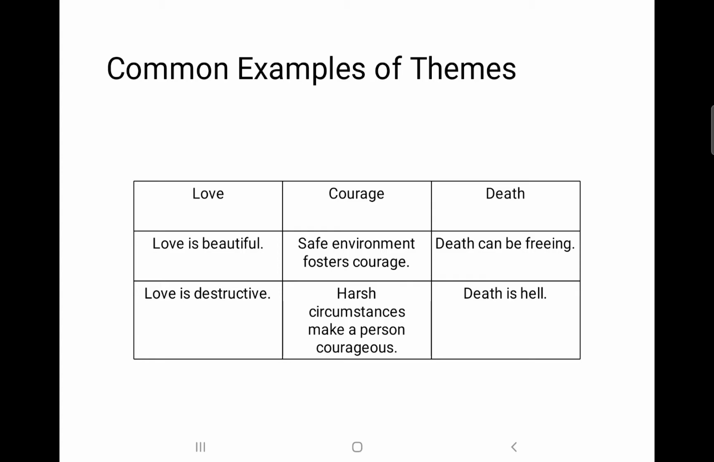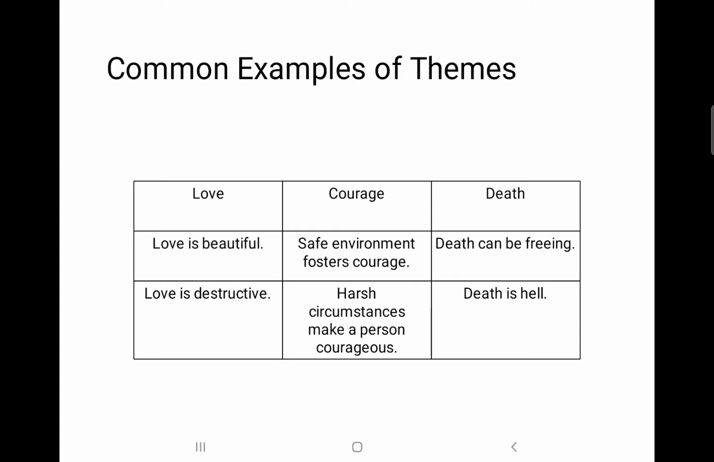Similarly, courage, for example, a general theme, could be described in one novel as safe environment fosters courage. The one that creates the courageous person is actually the safe environment. However, it is also possible that within that same novel, there are also circumstances, settings or dialogues or characters that exemplify the opposite. Harsh circumstances make a person courageous. It's actually the harsh circumstances that created the courageous person or the courageous character.